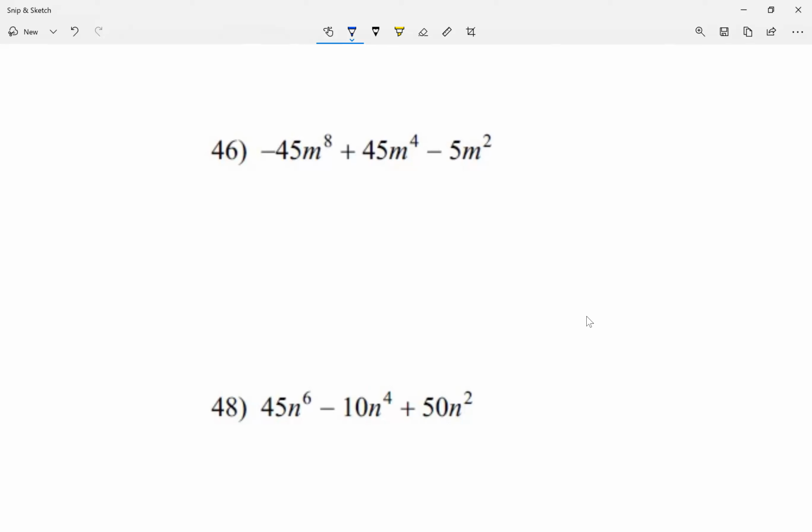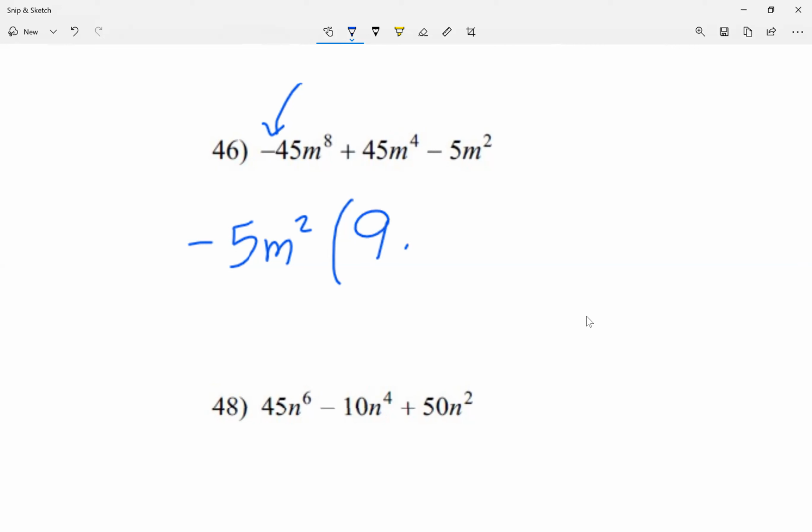Number-wise, I can divide everything by 5. Letter-wise, I can factor out an m squared. Because my first term is a negative, I'm also going to factor out a negative sign. I want my parentheses to start with a positive value. So number-wise, divide by -5. Letter-wise, subtract 2 from the exponents. So let's see my first term. Number-wise, -45 divided by -5 gives me 9.